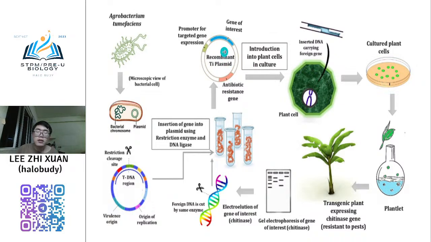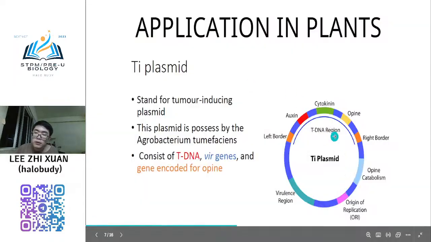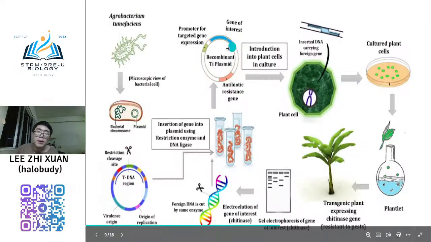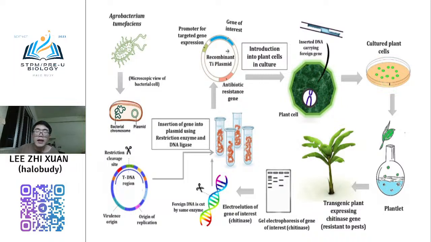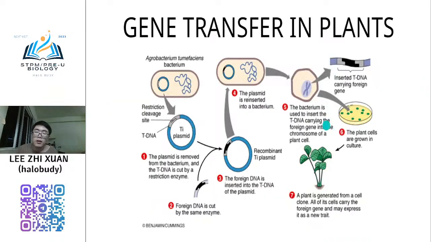Recombinant Ti plasmid. After that, you need to transform it into the bacterial cell, right? You will need to transform into the bacterial cell.